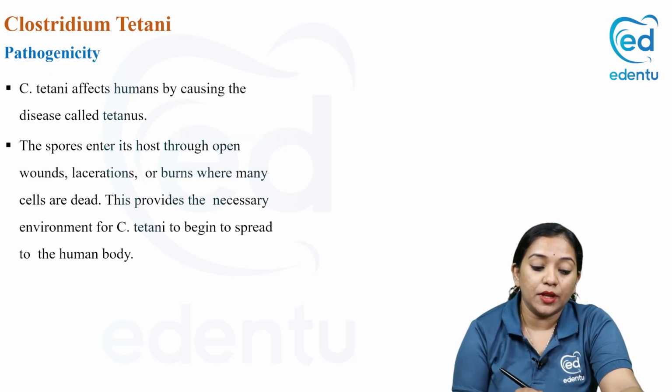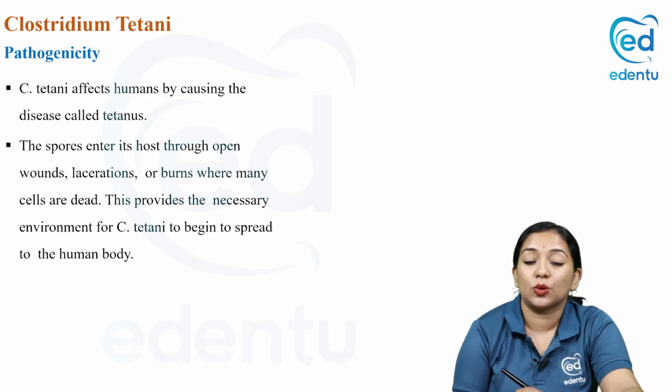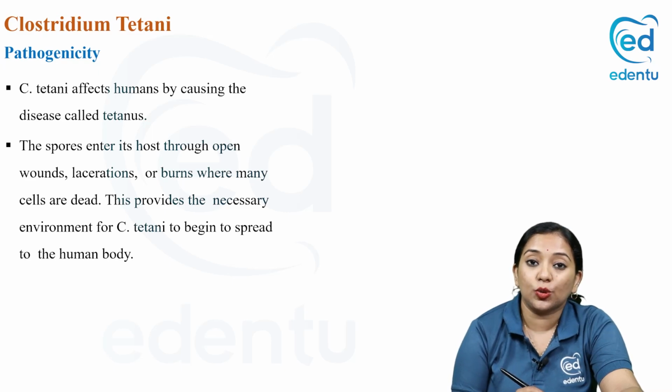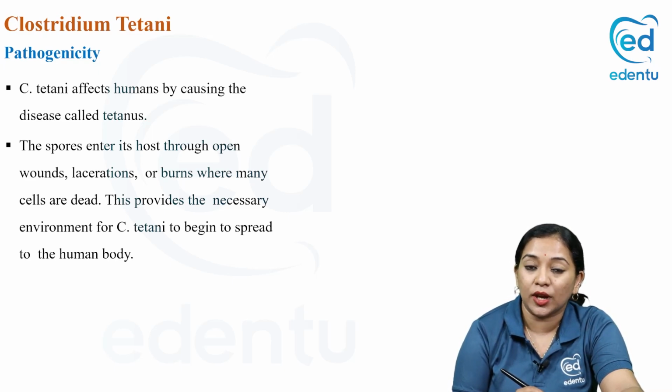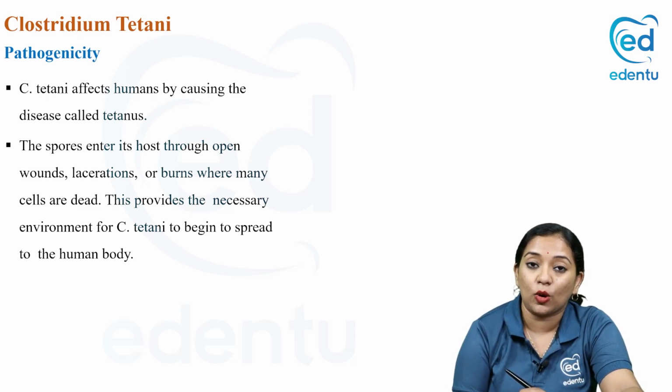Coming to the pathogenicity, Clostridium tetani mainly affects humans by causing a disease known as tetanus. What is really happening here is that the spores enter into the host through any open cuts or lacerations, where there is dead skin or cells around the cut. This dead skin provides a perfect environment for the growth and multiplication of the Clostridium tetani organism, and it spreads through the human body.